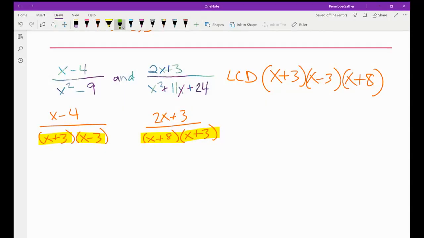So the first fraction, we're going to take our x minus 4 fraction and multiply it by the term that's not there. The term that's not there in this case is x plus 8. So x minus 4 over x plus 3, x minus 3, and then times x plus 8.